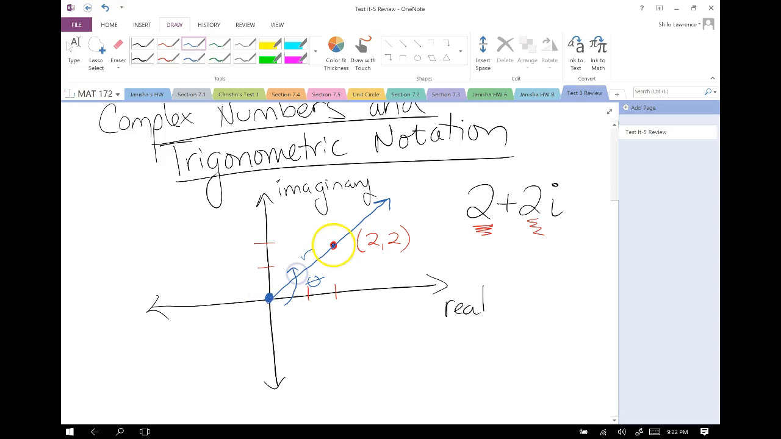So to go from (0, 0) to (2, 2), well, this makes a right triangle here. And that right triangle has legs that have lengths of 2 and 2. The horizontal side is the x-coordinate. The vertical side is the y-coordinate. What we're trying to find is the hypotenuse. That is the r value in our trigonometric notation. All we have to do is the Pythagorean theorem to get that value.